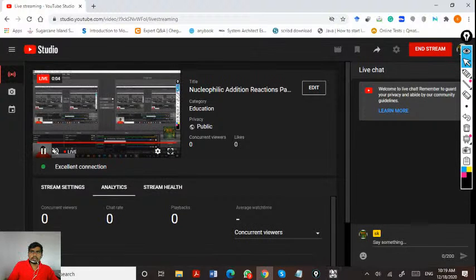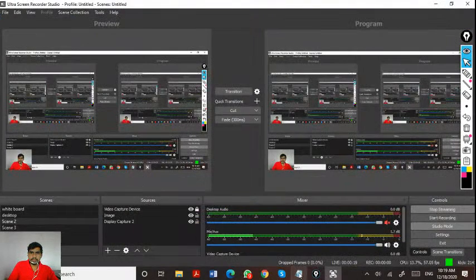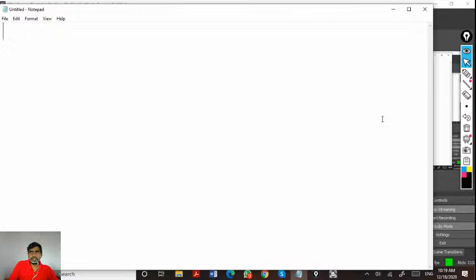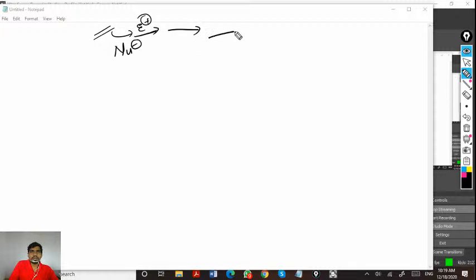So today's topic is nucleophilic addition reaction. Here the addition partner will be a nucleophile. Earlier we have seen electrophilic addition, where the electrophile adds to the double bond and results in the addition product, first the carbocation, then the nucleophile. So the first addition agent is the electrophile, which is why they are called electrophilic addition reactions.